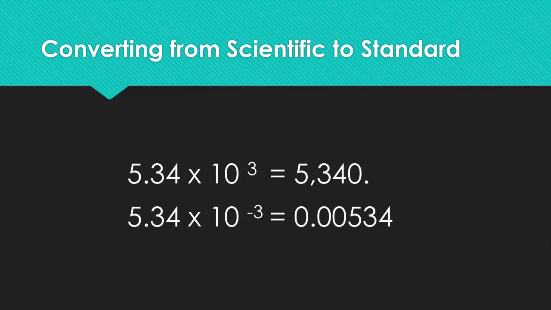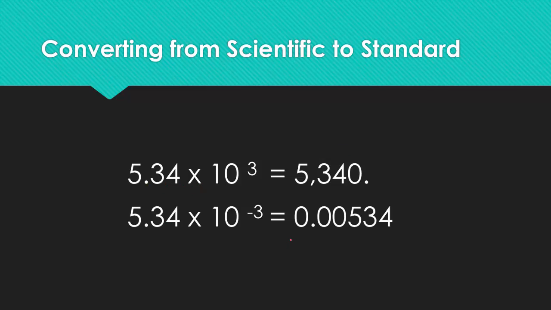So when you do the math, you'll notice you're going to be moving the decimal place on your first example to the right. You're going to go 1, 2, and then 3 places over, which gives you 5,340. Notice that you put a 0 for the extra space, making it a larger number.